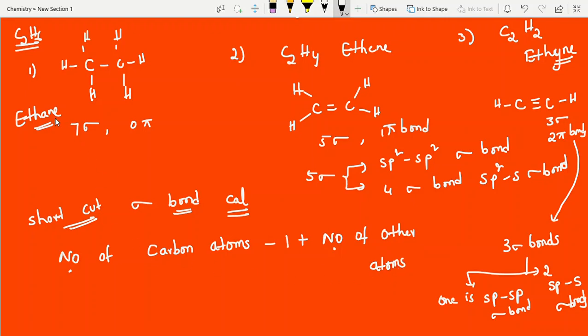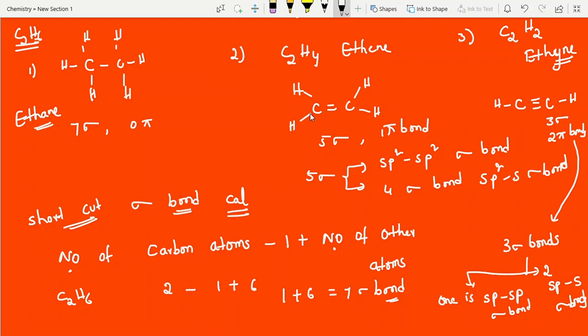Check it. See here, ethane molecule, C2H6. Number of carbon atoms, 2, minus 1, plus number of other atoms. Other atoms, how many, students? 6. 2 minus 1, how much? 1. 1 plus 6, totally 7 sigma bonds. Clear? Like that, we can do sigma bond calculation shortcut questions. It is applicable only for long chains like this. If they give benzene ring structures, this shortcut is not applicable.